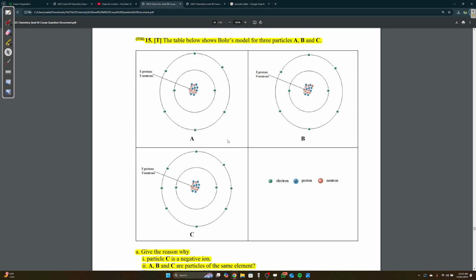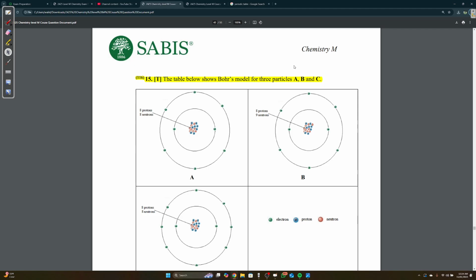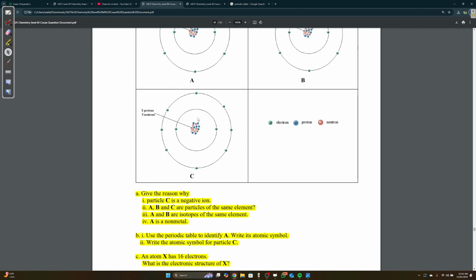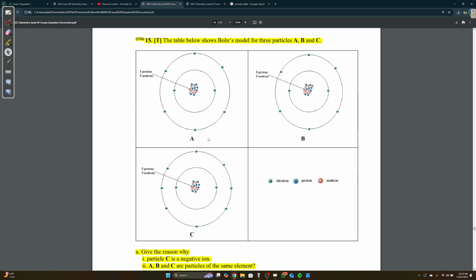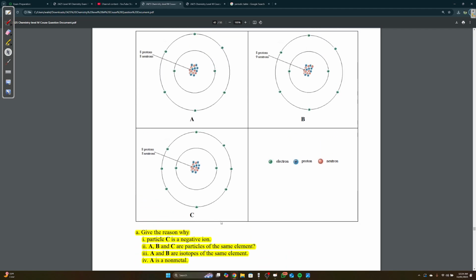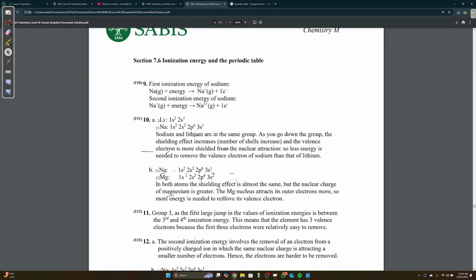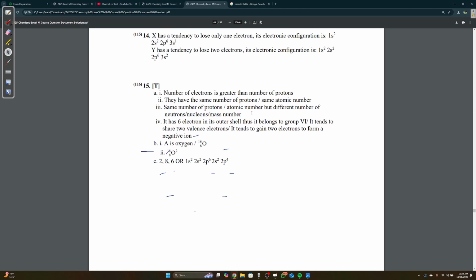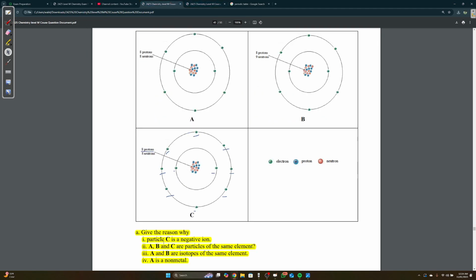Okay, question 15. These are 3 atoms, A, B, and C. This came in a written part in a previous year, so make sure you know it. Give the reason why particle C is negative. You have 8 protons. Let's count how many electrons: 1, 2, 3, 4, 5, 6, 7, 8, 9, 10. Obviously, because there are more electrons than protons. 10 electrons versus 8 protons.